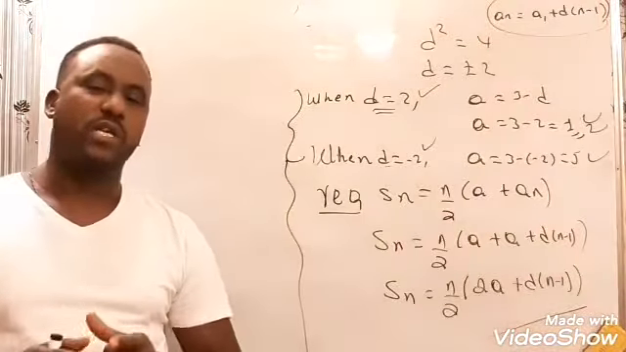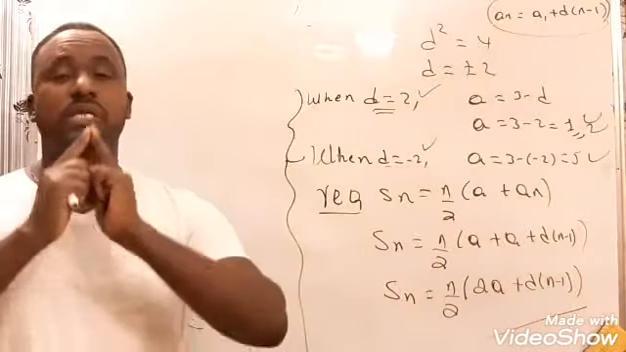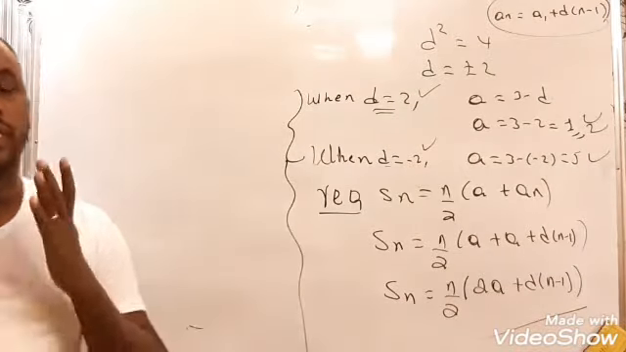if the sum of three consecutive terms of an arithmetic progression is 9 and the sum of the squares of these terms is 35.